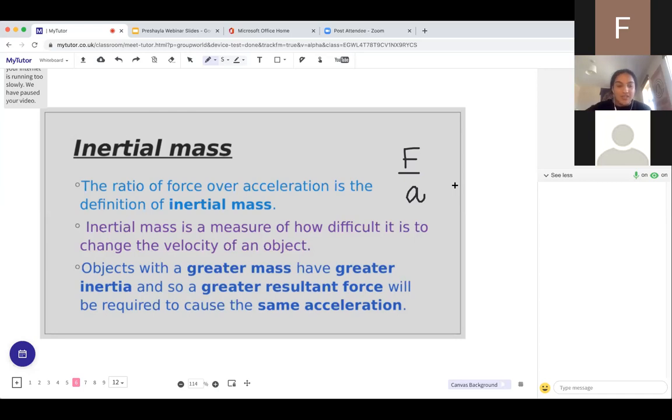Okay, so it's a great way to think about physics. For objects with a greater mass, like a car, we have a greater inertia, therefore we have a greater resultant force needing to cause the same acceleration as, for example, another object that has a lesser mass. Okay, so that's all about inertial mass. Don't worry about it if you're not higher tier, but if you are higher tier, it's a very important topic in forces of motion, and they like to test it a lot.